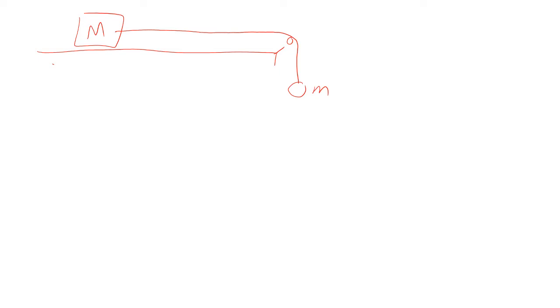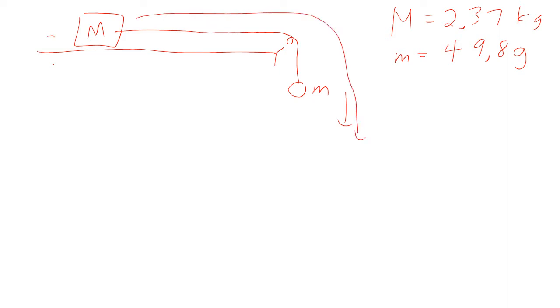And so let's say for my example here, the mass is 2.37 kilograms, and the little mass is going to be 49.8 grams. Okay, so I want to know what happens. Well, gravity is going to pull down here. There's nothing pulling back, so this whole thing is going to start accelerating that way. And so that means I want to find what is that acceleration right there. Okay, so how do we do this?